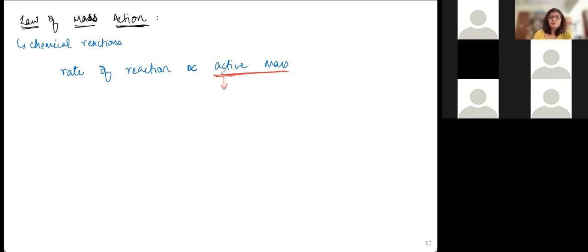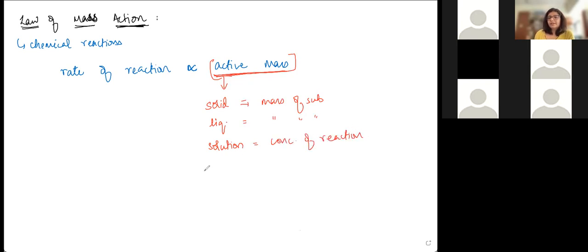Okay. So when we talk about active mass, think of it this way. Suppose you have a pure solid reacting, let's say carbon burning, for example. In that case, active mass is going to be equal to the mass of the whole substance because there are no impurities. Even in the case of a pure liquid, it's going to give you the mass of the substance only. But if it is in solution, then it's basically the concentration of the reactant.